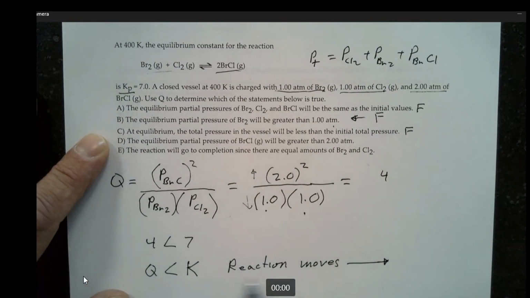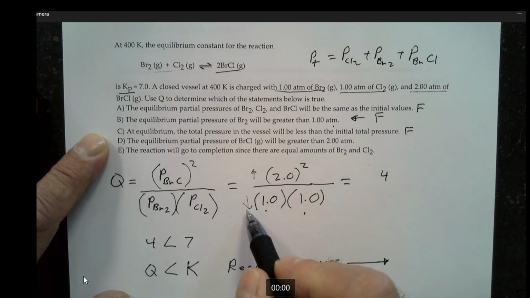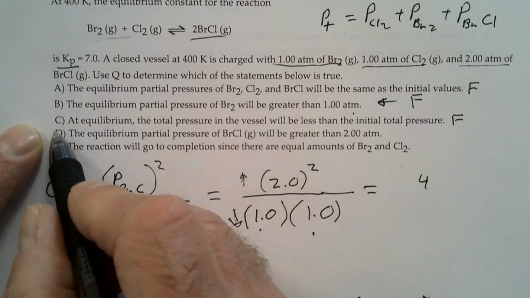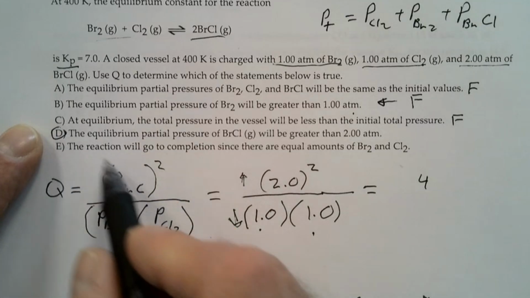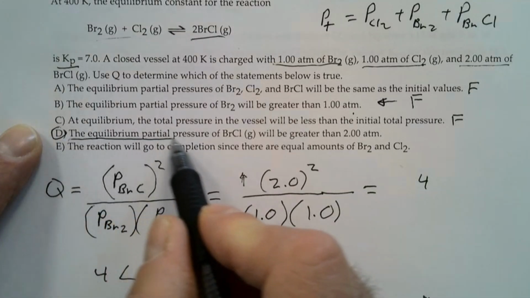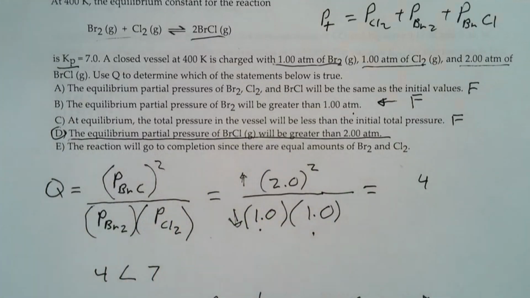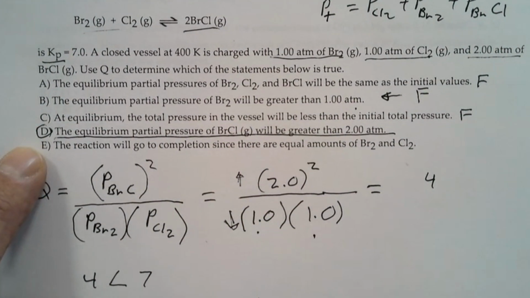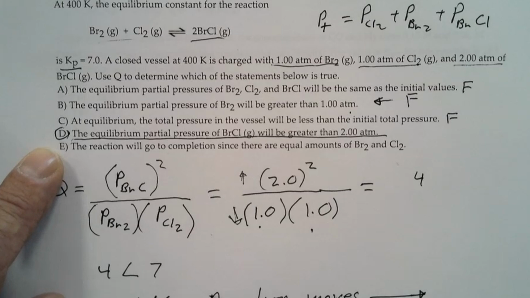Now if it moves this way, I said it wants to do that and it's going to consume reactants and make more product. So this statement here is the only one that's true. Let's read E just to see what's going on. The reaction will go to completion since there are equal amounts. Go to completion. We just figured out in this chapter that equilibrium doesn't necessarily work that way.